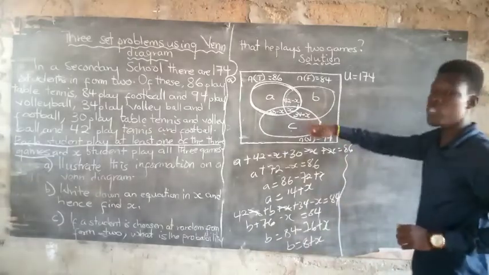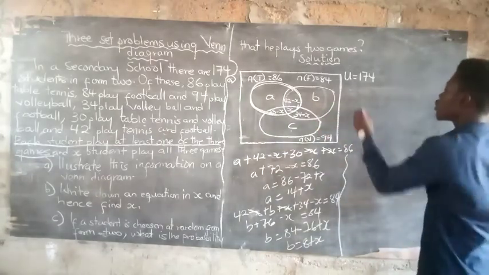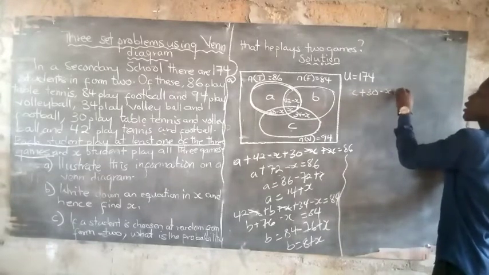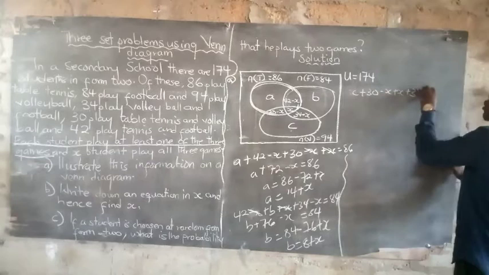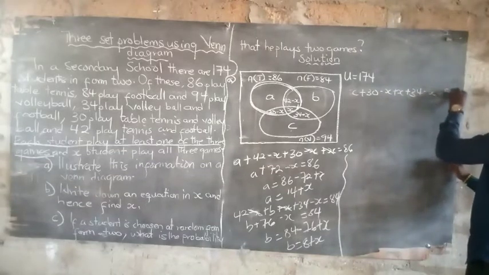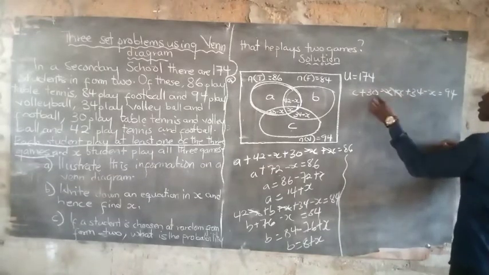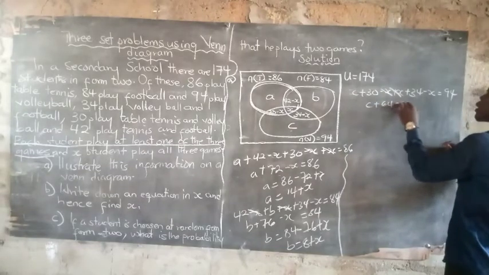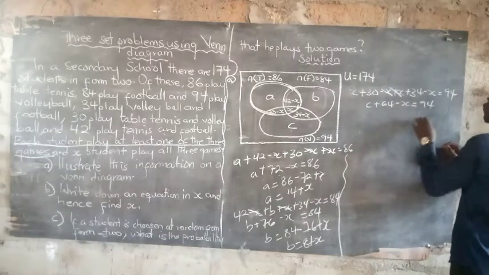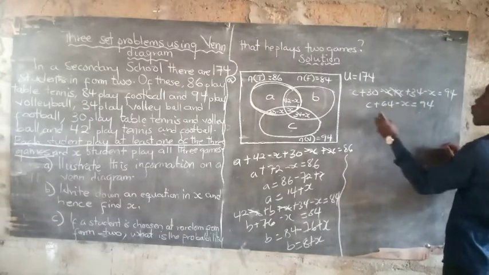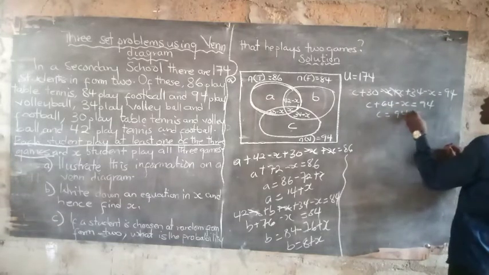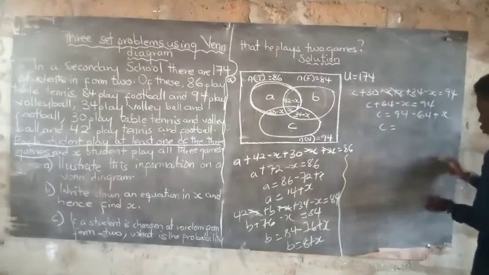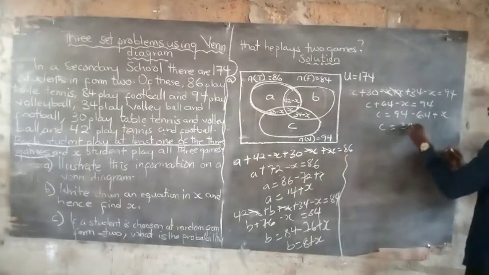Then the same way we did for a and b, we do also to get c. So c plus 30 minus x plus x plus 34 minus x is equal to 94. So x cancels x. This plus this will give us 64. So c plus 64 minus x is equal to 94. So we take x and 64 there. So c is equal to 94 minus 64 plus x. So c is equal to 30 plus x.